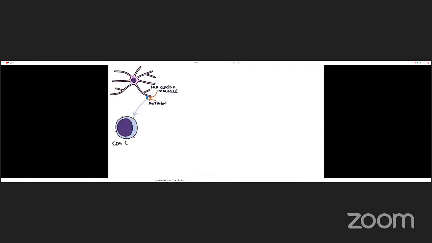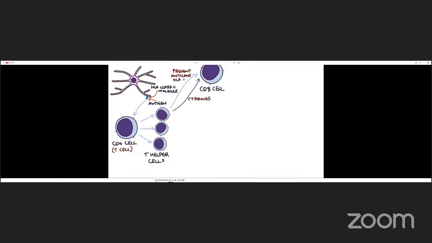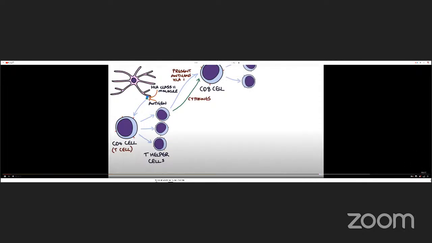So the specific immune response starts with the dendritic cell presenting the antigens on their HLA class II molecules to the CD4 cells. These CD4 cells, which are a type of T cell, then proliferate and become T helper cells. The T helper cells present antigens on their HLA class I molecule that can be recognized by CD8 cells, another type of T cell. They also secrete cytokines that are responsible for making the CD8 cells proliferate and differentiate into cytotoxic T cells.